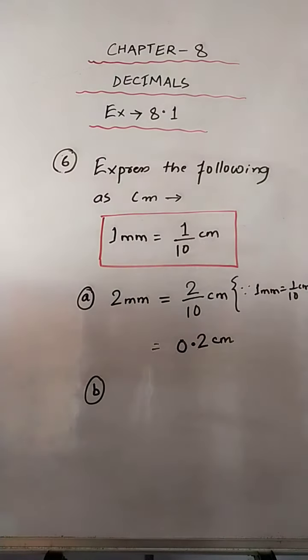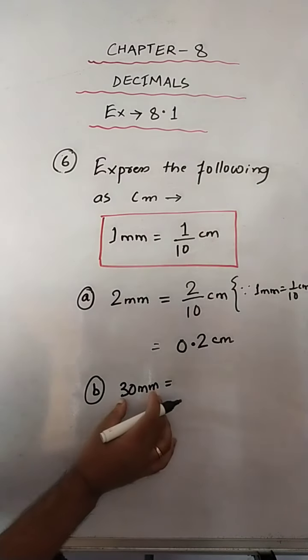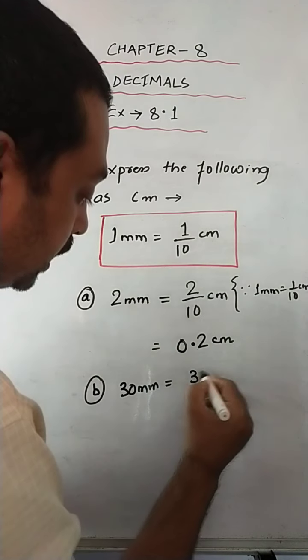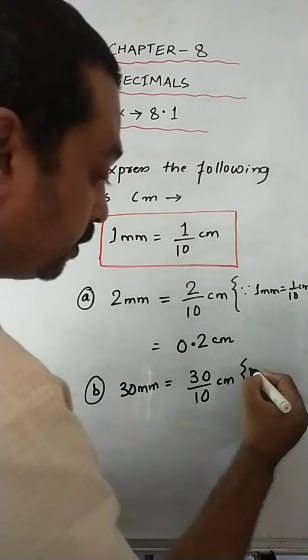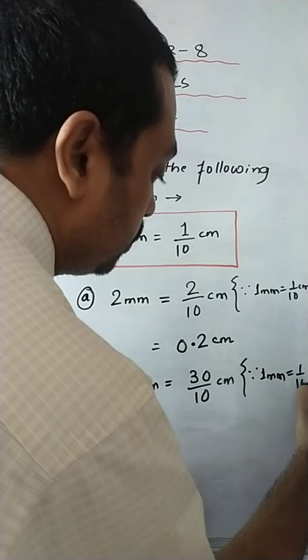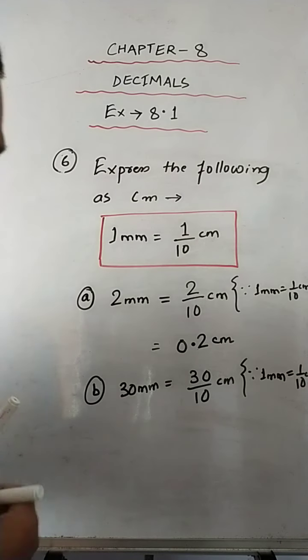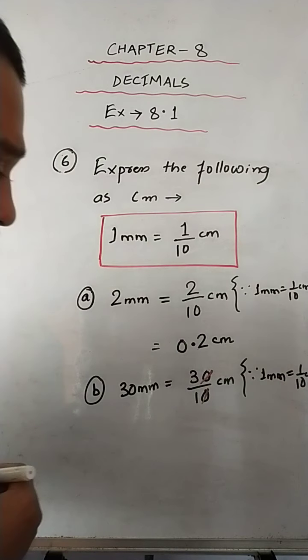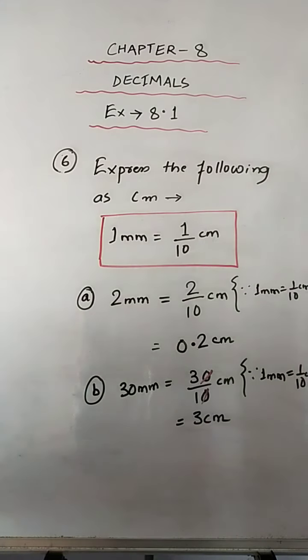Now let's do sum number B. Sum number B is 30 millimeter. So again we have to change this to centimeter form. What I said, you have to divide it by 10. And why? Every time you have to give the reason, students. Since 1 millimeter equals 1 by 10 centimeter. Now can we reduce this to a number? If we can reduce it, then this is the answer. No need of changing it into decimal form. So the answer is 3 centimeter.